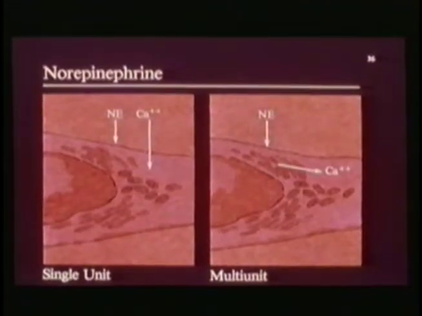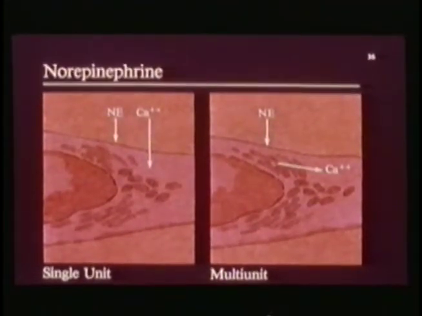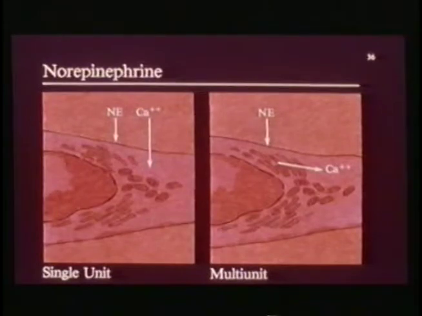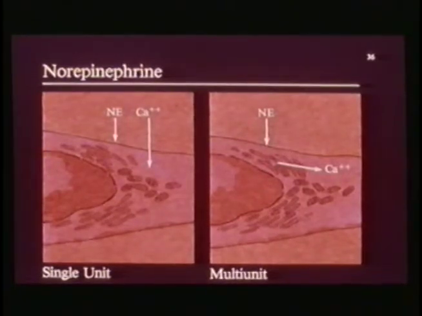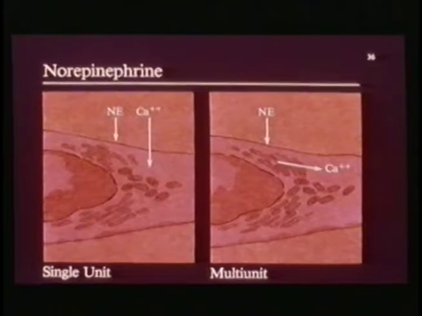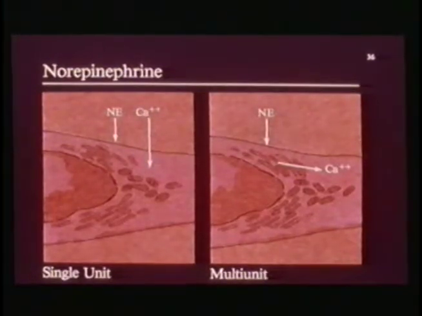36. Vasoactive agents such as norepinephrine can modulate intracellular calcium by acting at a variety of sites. They may modulate transmembrane flux patterns, or they may modulate intracellular release from endoplasmic reticulum or inner membrane surfaces.